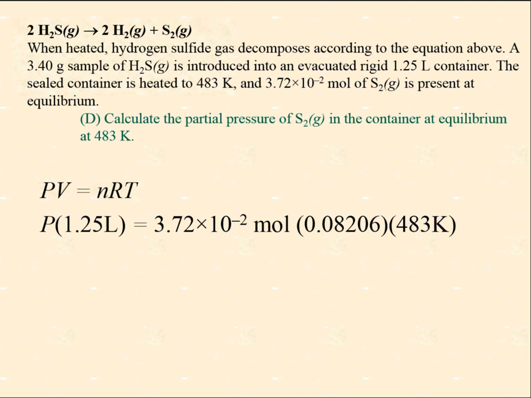So here we go. Calculate PV equals nRT. Our final pressure for only sulfur. Okay, we have moles, we have volume, we have temperature. Our final pressure is 1.18 atmosphere.